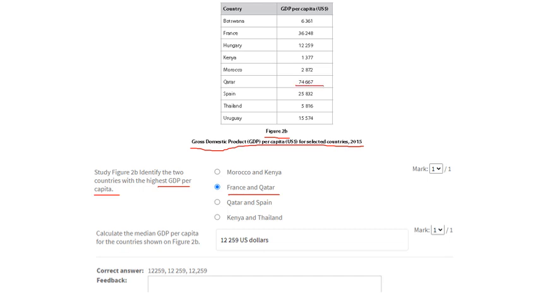Qatar at 74,000 and France at 36,000. You also have the option of Qatar and Spain, but Spain is only 25,000. So that one would have been wrong.